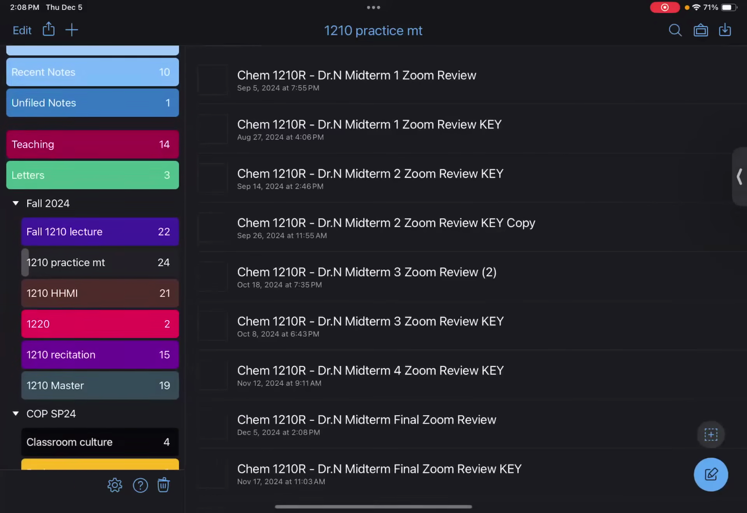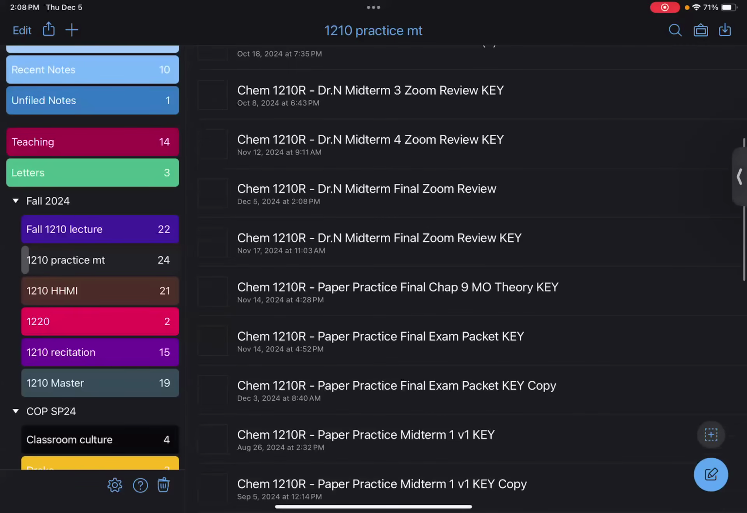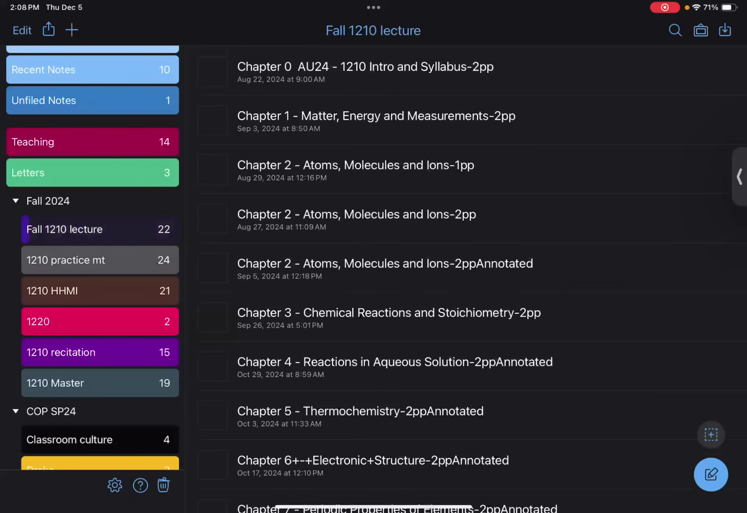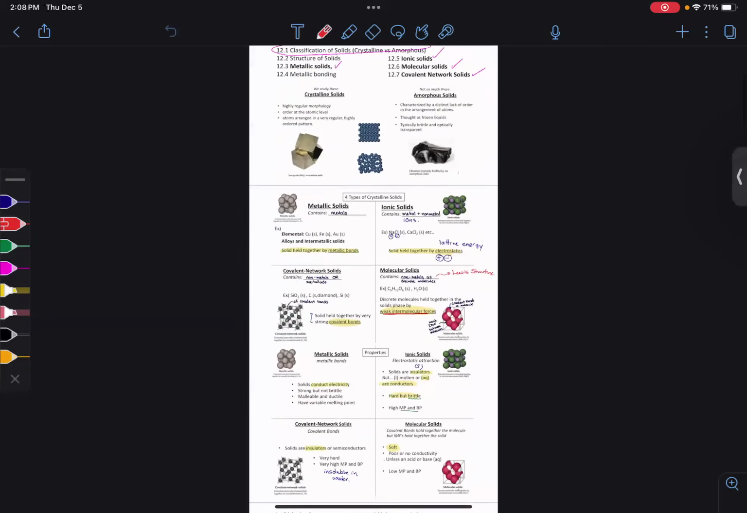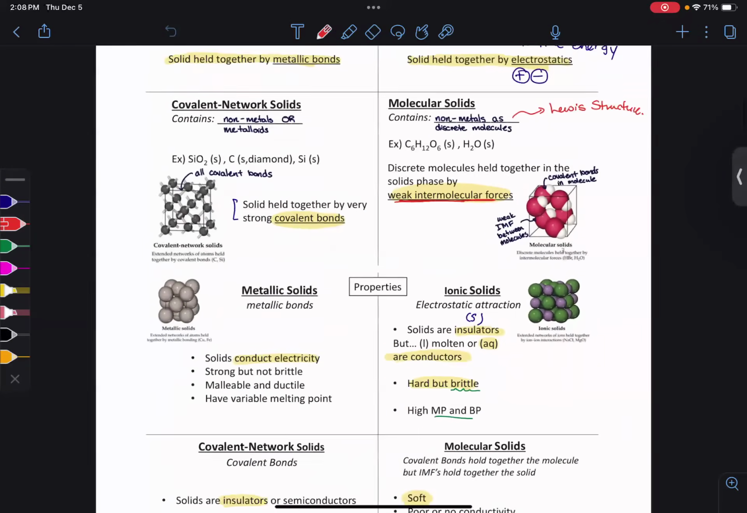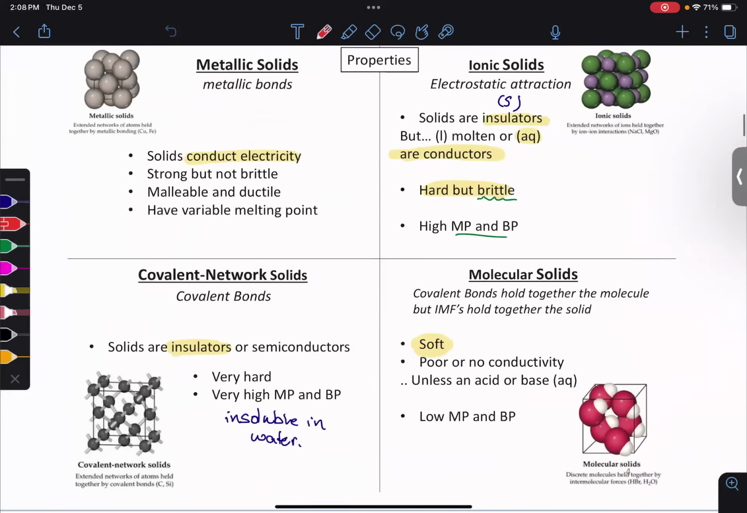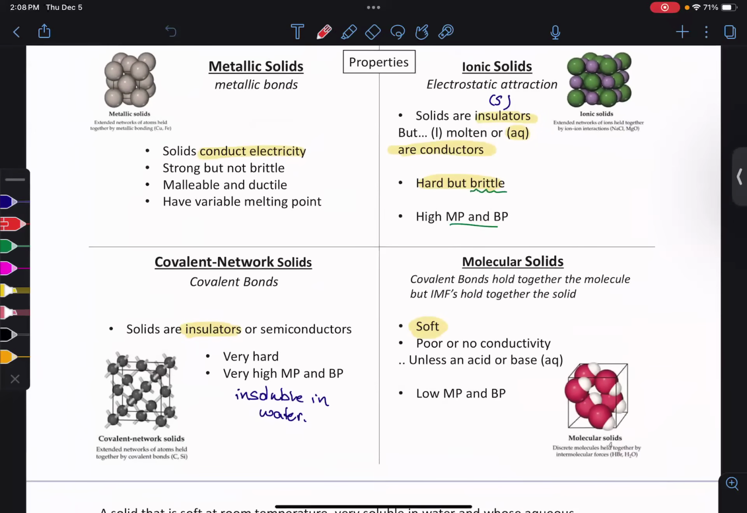Just going over solids real quick. Okay. So here are the properties of the 4 different types of solids. So we got metallic solids, ionic solids, covalent network solids, molecular solids.